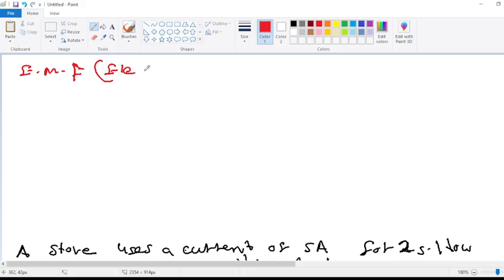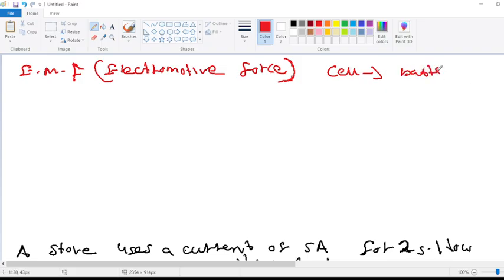Electromotive force is what forces whatever has to flow in the circuit. This is the electromotive force of a battery or a cell. If you have 2 or more cells, they make a battery. So the cell forms a battery when you have 2 or more cells. Now the electromotive force is defined.